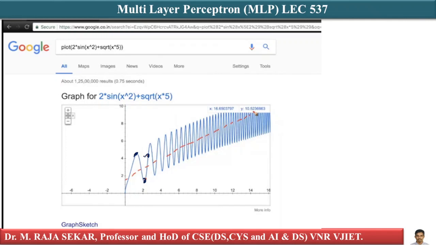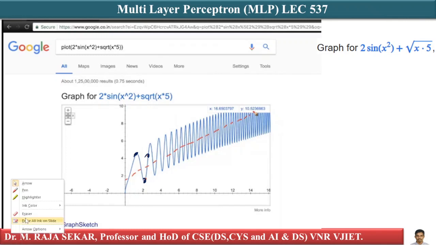Of course, you can go to random forest, all of those things, but let's try to write it in functional form. We want to find capital F which connects xi and yi. What is my capital F of x here? It is 2 times sine x square plus square root of 5x. This is the actual function from which I plotted this graph. It's a very complex function of x.